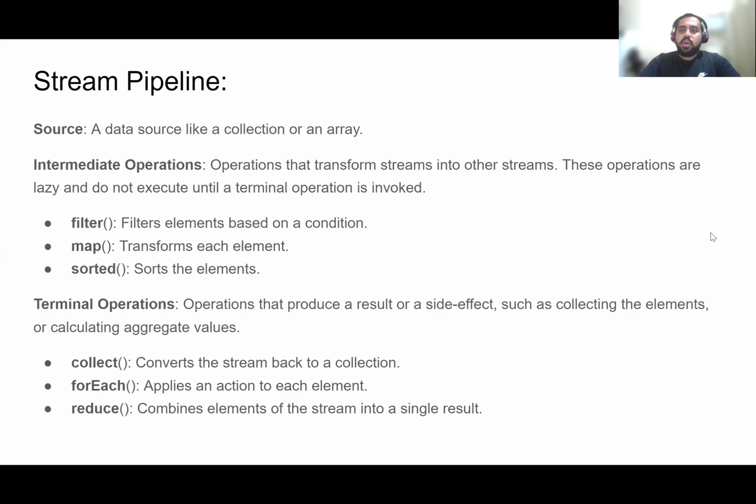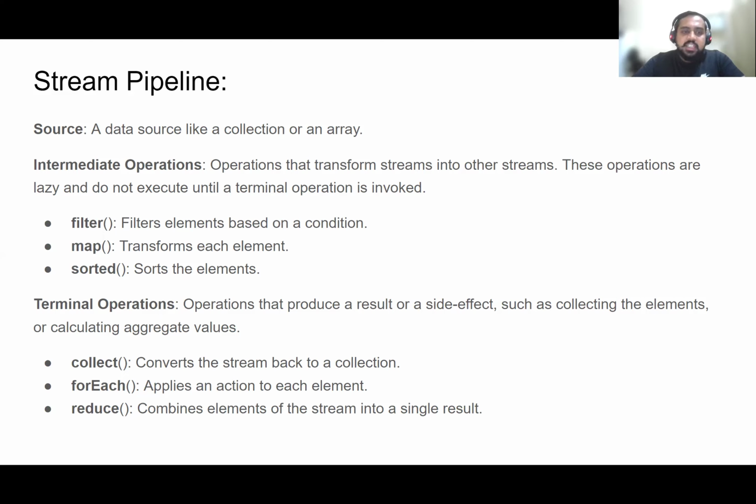Let's see what a stream pipeline is. The source for this pipeline, this stream, is a data source like a collection or an array. There are two types of operations in streams: intermediate operations and terminal operations. The intermediate operations are lazy operations. Until and unless a terminal operation is called, these intermediate operations will not execute.